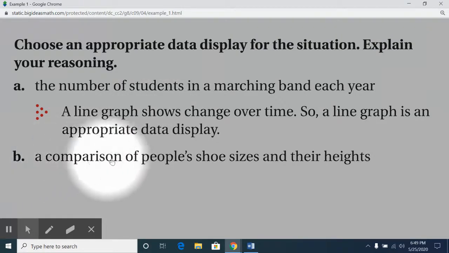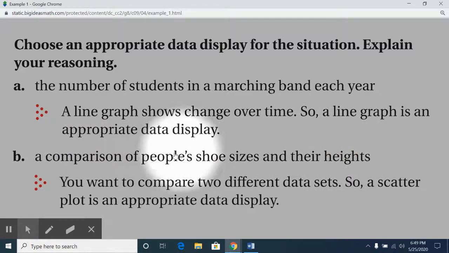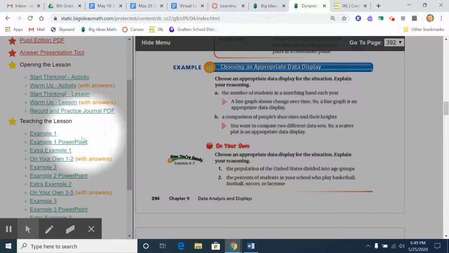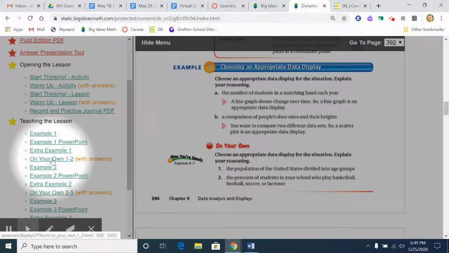Now, a comparison of people's shoe sizes and their heights. It says here, you want to compare two different data sets. These two things may not have much to do with each other. Shoe sizes and heights might not have much to do with each other. So again, you're comparing two different data sets, so a scatter plot could be an appropriate data display there. Again, remember what I said, there are multiple answers here.